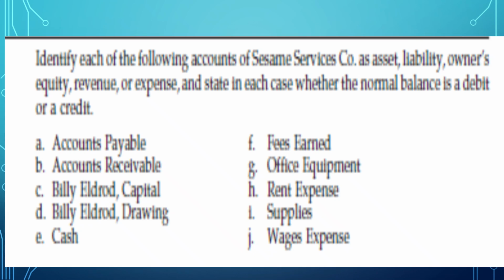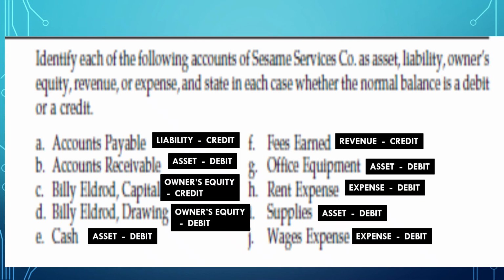Now let's have another exercise. This time you will be given the specific account title. I hope you still remember this account title in your senior high. Then check whether these are asset, liability, owner's equity, revenue, or expense so that you'll be able to answer its normal balance side. Did you get the correct answer? Very good. I hope you got perfect from this exercise.